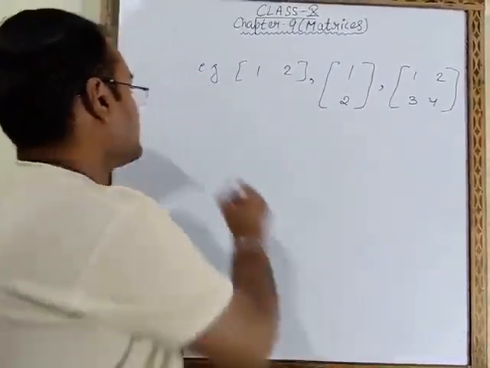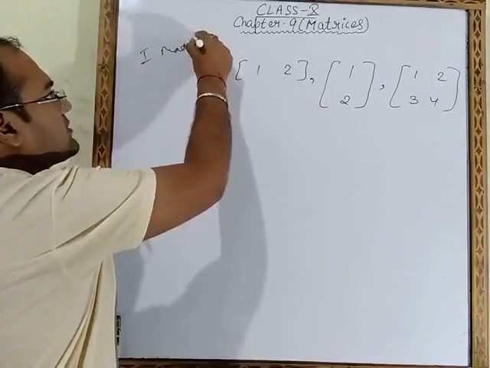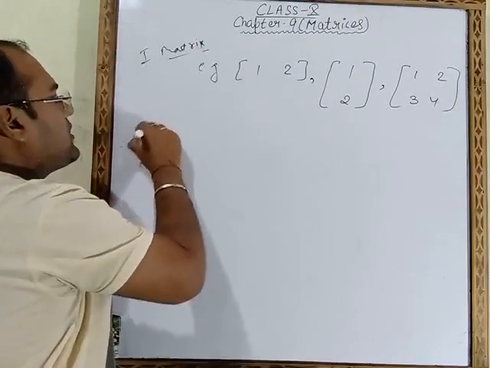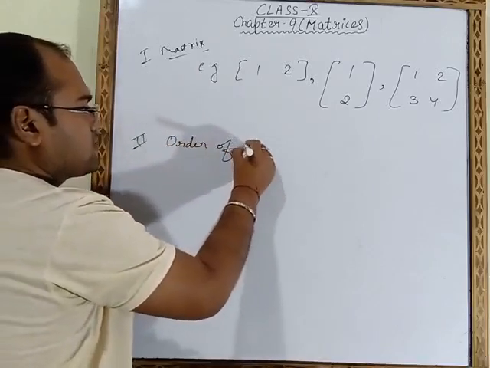Now the second topic is, this was the first topic, what is a matrix. Now the second topic is order of a matrix.